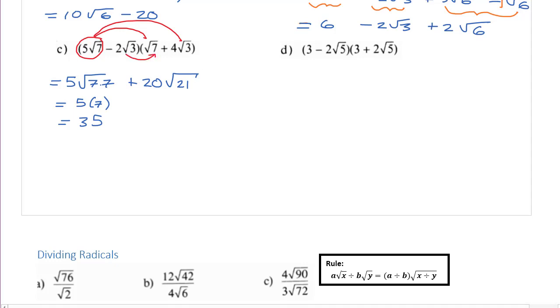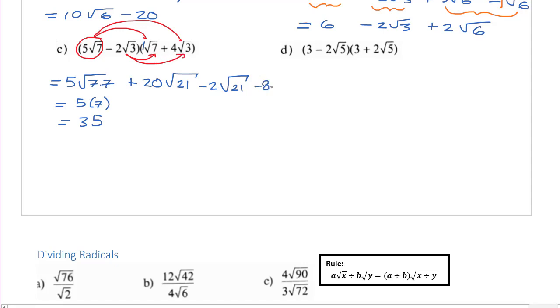All right, let's go to the next one here. Negative 2 root 3 times 7. So negative 2 times the invisible 1 out front gives me negative 2. And 3 times 7, again, are both prime numbers. Can't simplify those any farther. Gives me 21. And the final multiplication, negative 2 root 3 times 4 root 3.